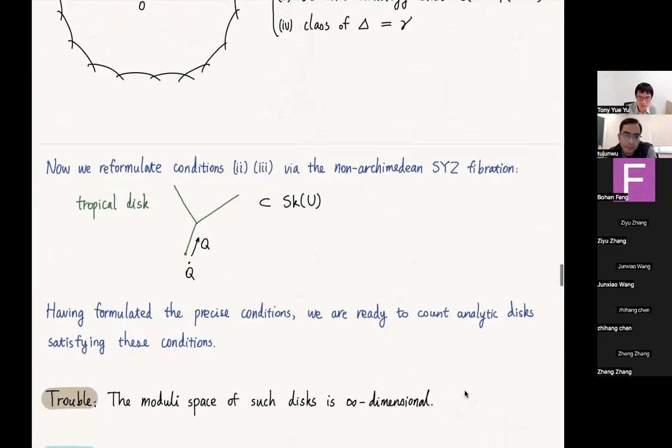But here, if we consider the moduli space of such disks, we run into trouble: we see an infinite dimensional moduli space. Let alone obtaining some finite set, we get an infinite dimensional space. And of course, we can't do a virtual class or anything for this infinite dimensional space. The reason is pretty simple.